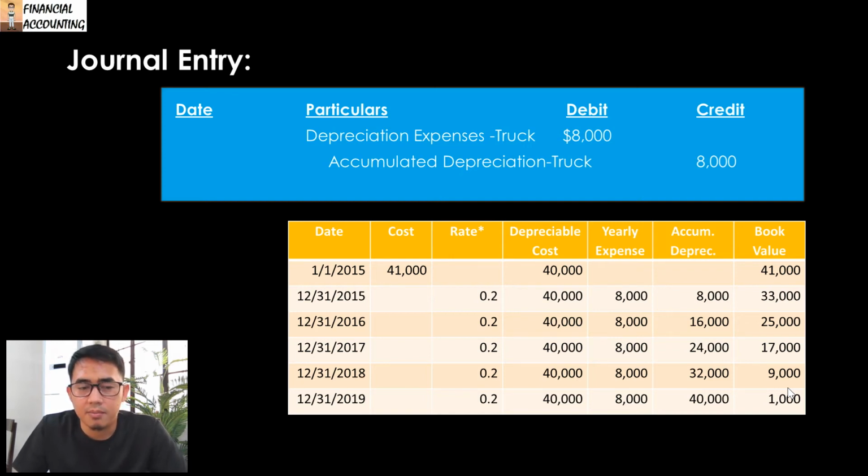Okay, but there are also companies which do not provide for residual value. Just divide the cost through its estimated useful life. But again, it's a matter of company policy. It would depend upon the company if they would recognize residual value for a specific asset.